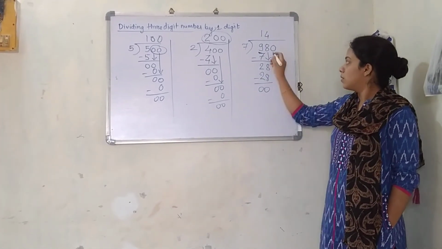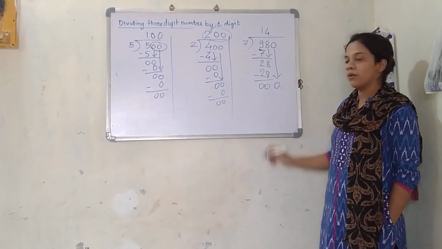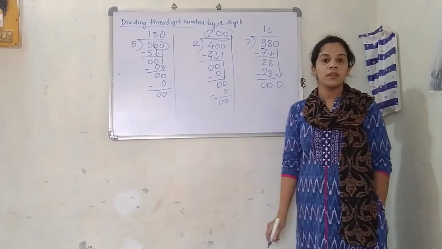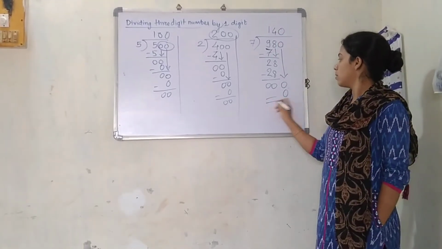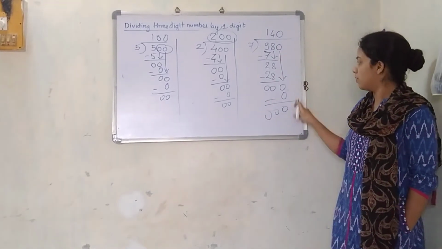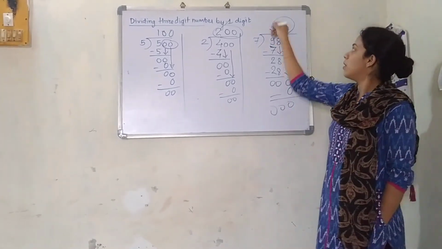Now this 0 is still remaining. We will bring it down. You are supposed to bring it down. So 7 how much are 0? 7 zeros are 0. So there is no number remaining over here to bring down. So this is your final answer, 140.